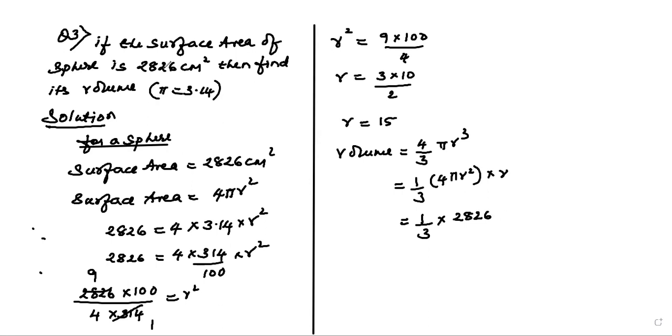2826 multiplied by radius 15. Now this 3 ones are 3, 5 sixes are 30, 5 twos are 10 plus 3, 13, 5 eights are 40, 41, 5 twos are 10, 10 plus 4, 14, okay? So you can see, children, what you get as an answer: the volume of the sphere is equal to 14130 cubic centimeter. Cubic centimeter. Okay, children?